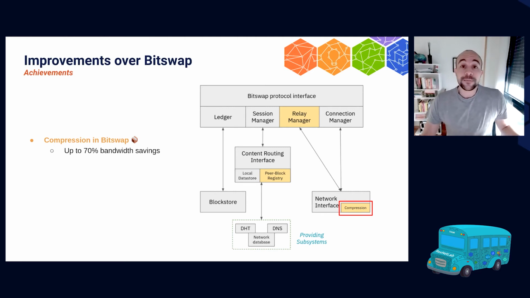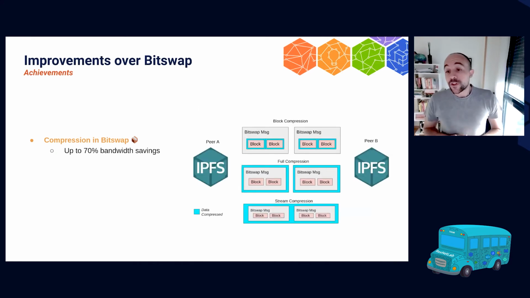The idea of compression came up from the HTTP world. In HTTP and on the web, we already use compression to speed things up. And we were thinking, why aren't we using compression in peer-to-peer networks? With compression in Bitswap, we managed to achieve bandwidth savings of up to 70%, depending on the specific data structure exchanged. So this is what we tried with compression.